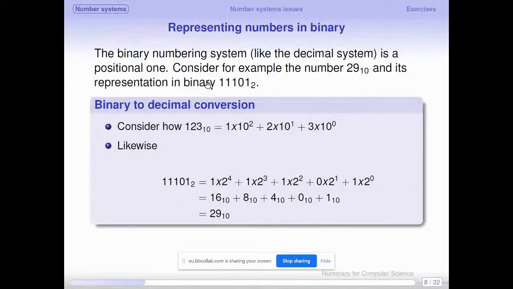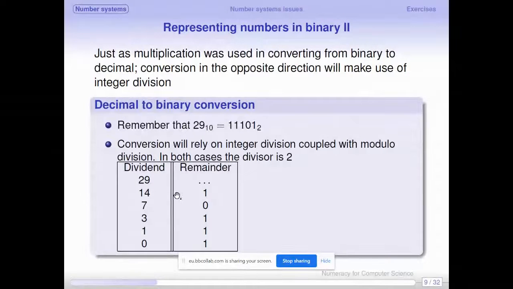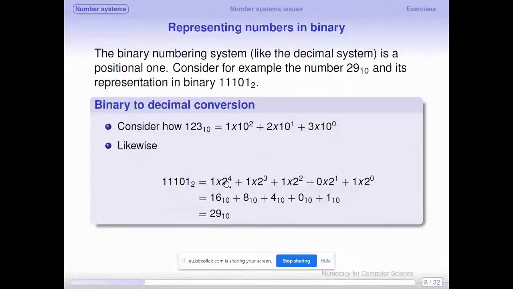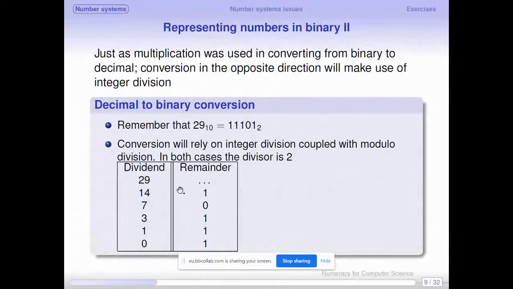All right. Okay, so that was the one thing we covered. Then we covered the algorithm for converting in the opposite direction. And we saw that we used multiplication in essence to go from binary to decimal. Exponentiation is really just another kind of multiplication. So what's the inverse operation of multiplication? It's division.